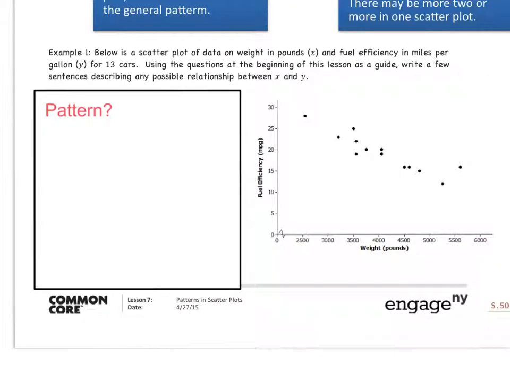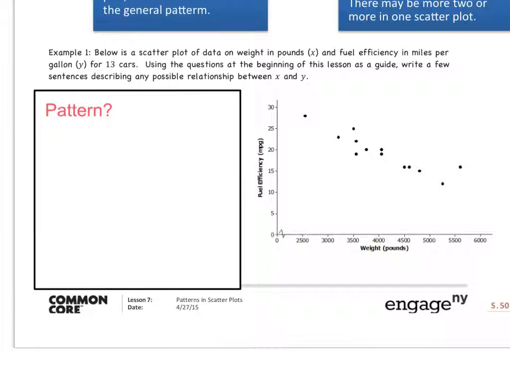Okay, now that you've learned a little bit more about scatter plots, you're probably wondering, what type of questions am I going to be asked? Take a look. This is an example of something you may be asked. Below is a scatter plot of data on weight in pounds and fuel efficiency in miles per gallon for 13 cars. Yes, you did this question already. Using the questions at the beginning of this lesson as a guide, so you're going to have to flip back to that front page, write a few sentences describing any possible relationship between X and Y.